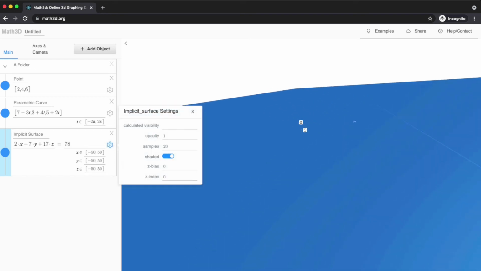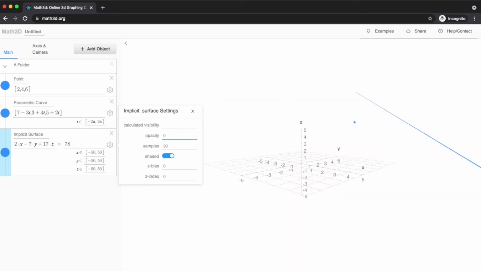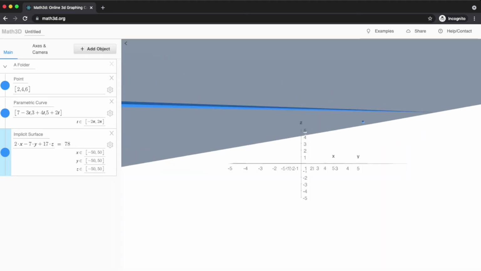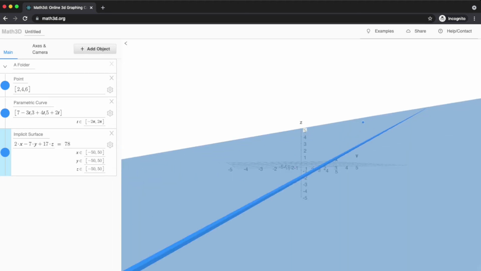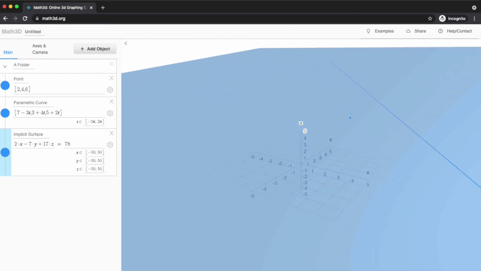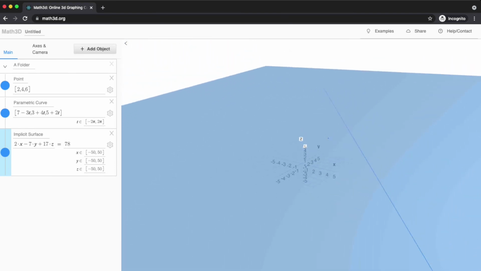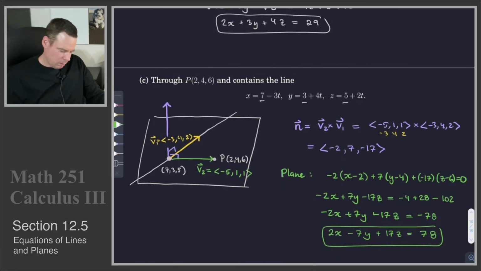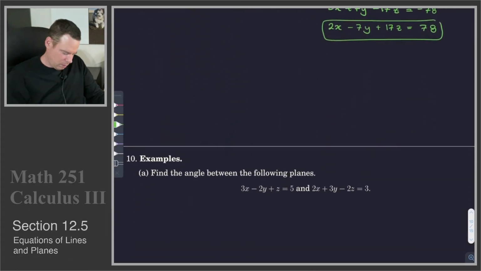I'll put a little bit of opacity in here. Make it so it's a little bit transparent. We'll make it 50%. And so now we can see that the point and the line lie on this plane. So there we go. Not only did we calculate the equation of the plane, we also plotted it to verify that our calculation was correct. Let's have a look at the next example.